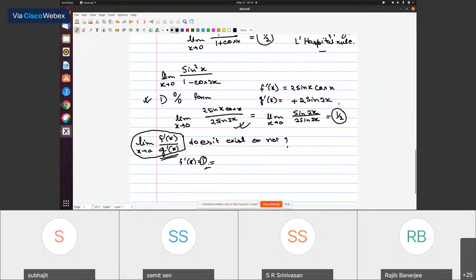Perfect. So in this case, this limit exists, so we can apply L'Hopital's rule here.